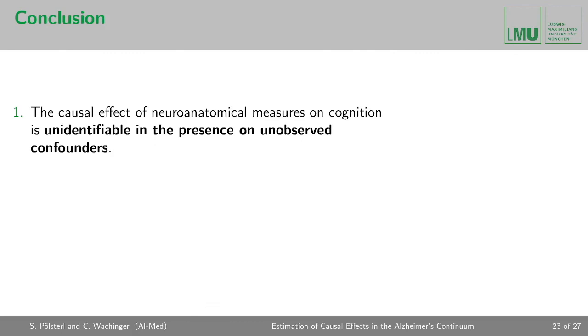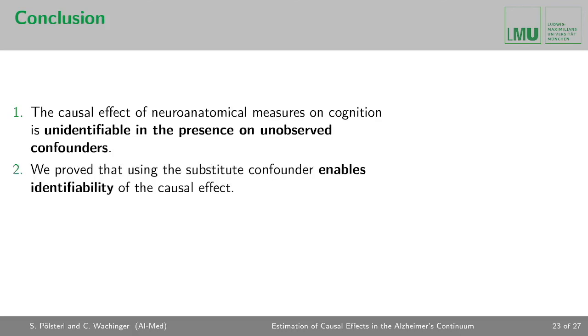To summarize, we showed that unobserved confounding renders the causal effect of neuroanatomy on cognition unidentifiable. We then proved that we can estimate a substitute confounder via a probabilistic latent factor model such that the causal effect becomes identifiable. This requires several assumptions, some of which cannot be verified based on data alone. Therefore, if you want to use such an approach for your data, you have to ensure that all the assumptions also hold in your particular setup.